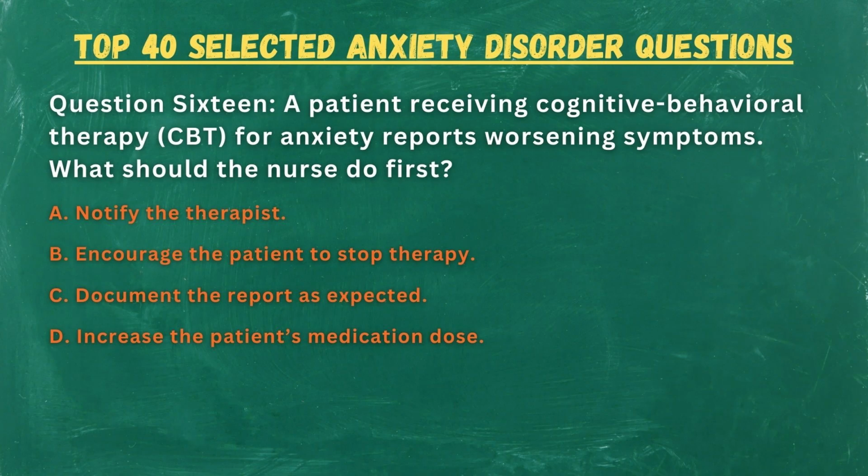Question 16. A patient receiving cognitive behavioral therapy, CBT, for anxiety reports worsening symptoms. What should the nurse do first? A. Notify the therapist. B. Encourage the patient to stop therapy. C. Document the report as expected. D. Increase the patient's medication dose. Answer: A. Notify the therapist.